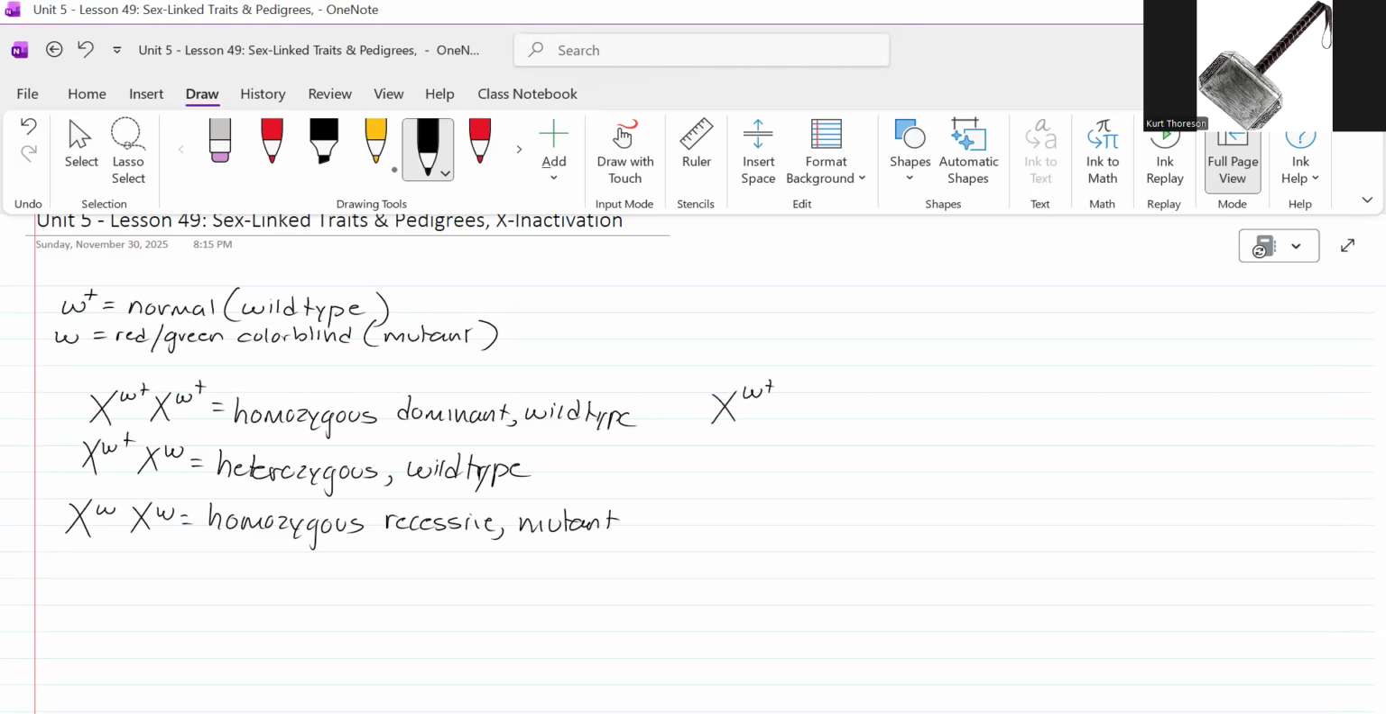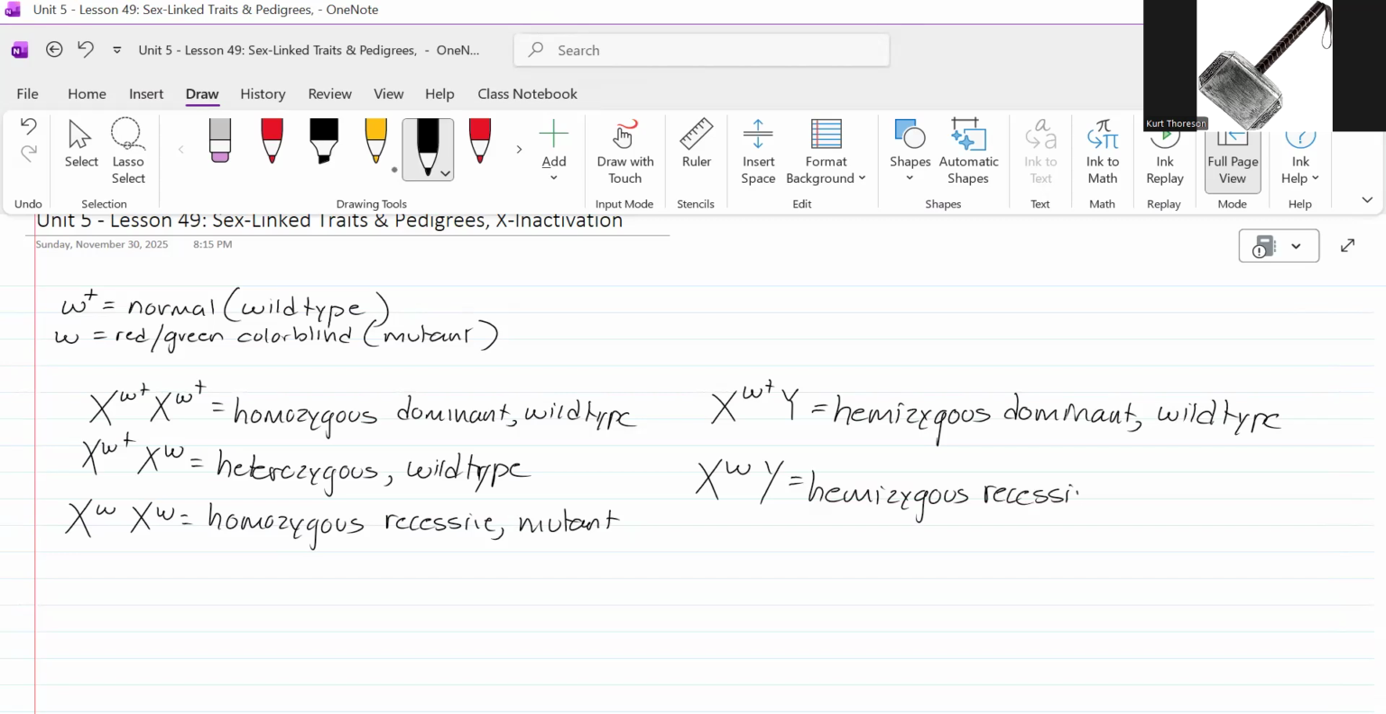And then you have a male. Remember, this is an X-linked trait, so males only have one X, so they only have one copy of the color blindness gene. If they have this form of the gene, that allele, then they are normal. So we're going to say they're hemizygous dominant, which is wild type, also known as normal. And then we have a male with that genotype. He is hemizygous recessive, and he is going to be a mutant type, which means that he has color blindness, either red, green, or both.